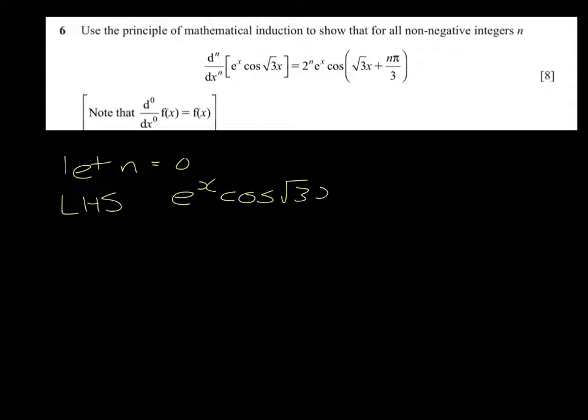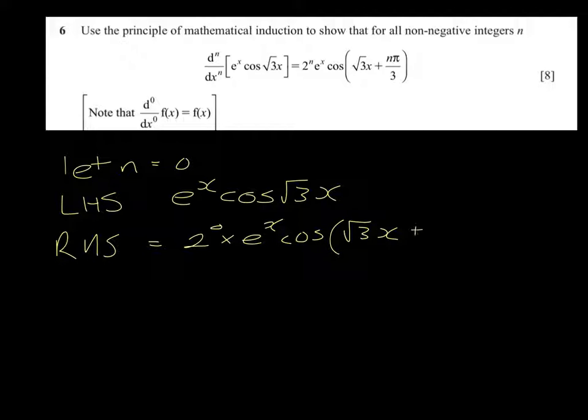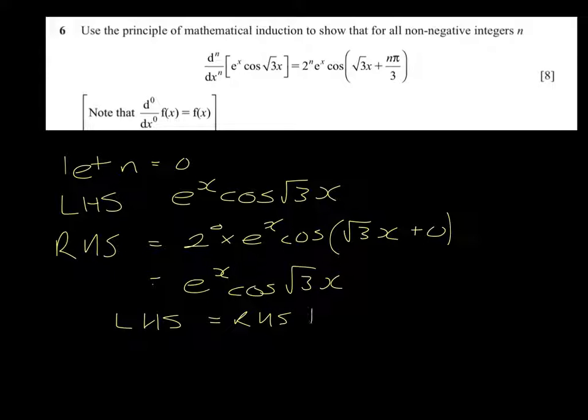So we'll start by letting n equal 0. Left hand side we have e to the x cos root 3x, and on the right hand side we have 2 to the power 0 times e to the x cos of root 3x plus 0. So that is e to the x cos root 3x. Left hand side equals right hand side, so true for n equals 0.